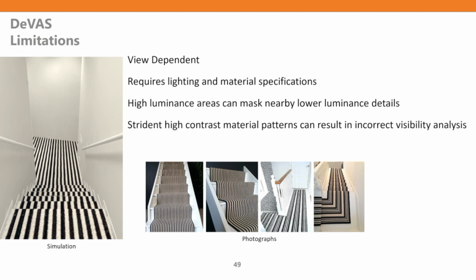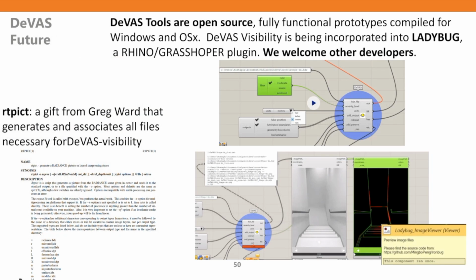Limitations. This is view-dependent VR, people. Right? And that means a computation for every view angle and reflections off the floor become important. It requires lighting and material specifications, which might change a little bit where this tool might be used in the architect's process. High luminance areas can mask nearby low luminance areas. Well, that's pretty common to most vision, right? You can't see around the glare source. And strident high contrast material patterns can result in incorrect visibility analyses. I show you some of the types of patterns that have confused our system. And we're continuing to refine it.